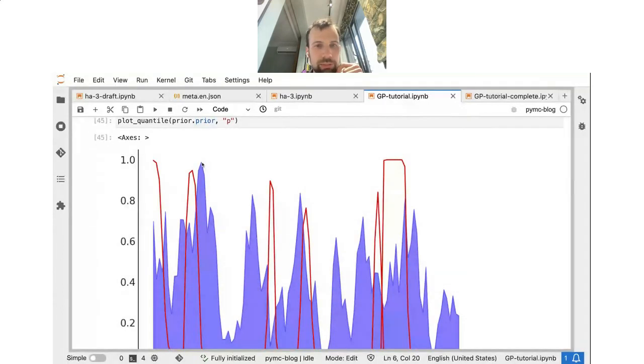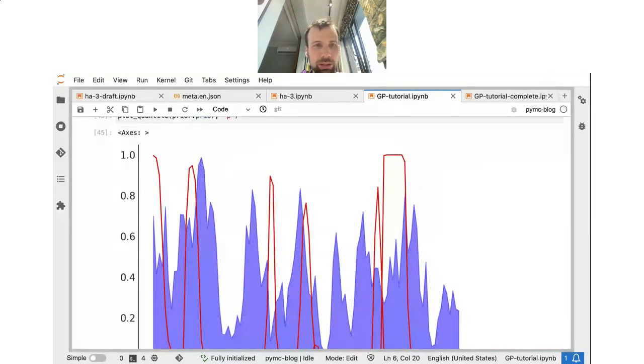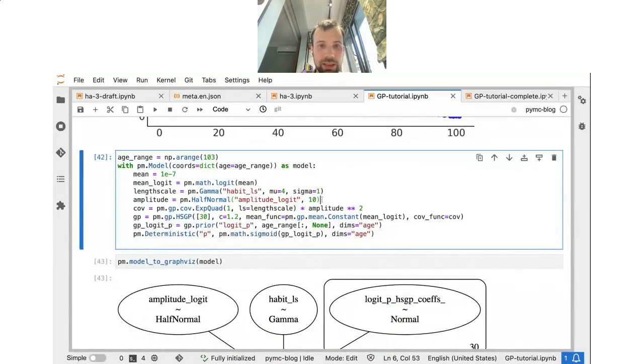Honestly, I wouldn't expect that the whole population goes swimming every year. So the prior predictive looks somewhat okay. If the probability is one, that means that the whole country goes swimming. And that is insane. I don't believe that. So let's keep that amplitude as it is now. Let's keep the mean as it is now and go ahead with observed.